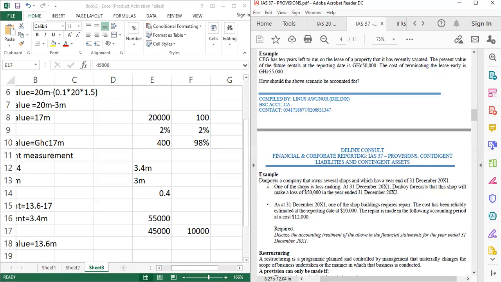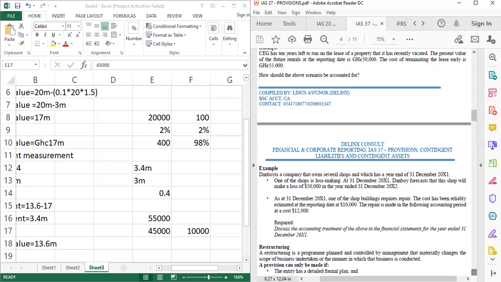The loss, are we going to make provision for the loss? No, please. We don't make provision for loss. But the repairs, are we going to make provision for the repairs before we pay? No. We only pay when we incur, isn't it? Yes, please. Okay. That is the basic thing that you are talking about.